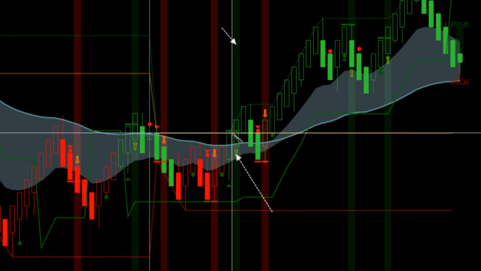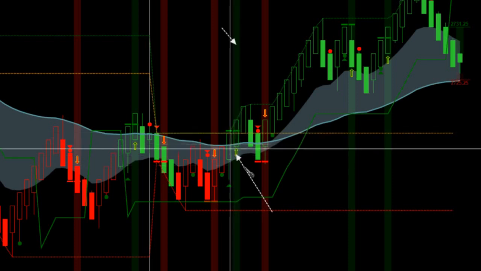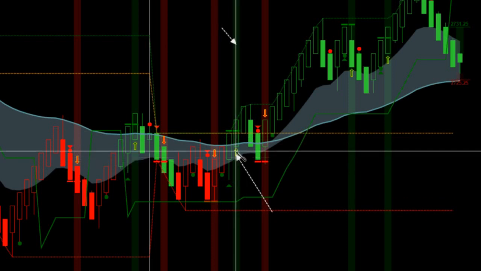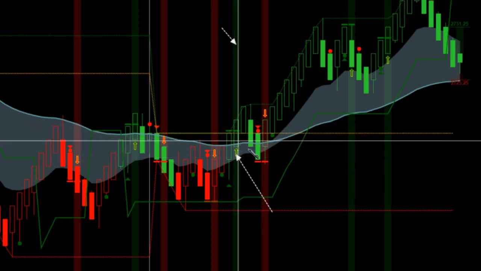Like we have the Profit Finder that will show you which trades were profitable based on this kind of notation, that this is the bar that took you into the trade.